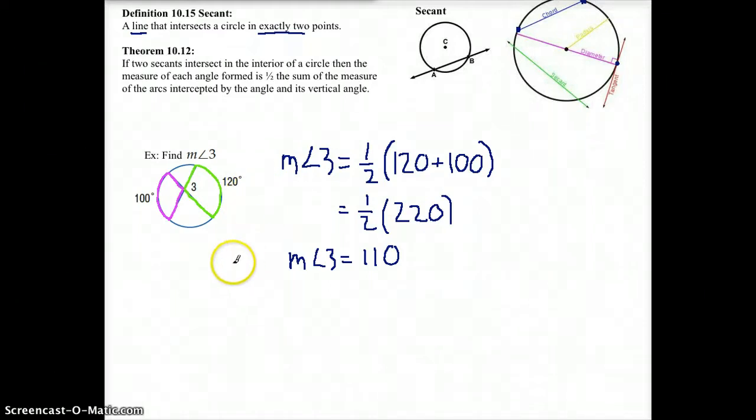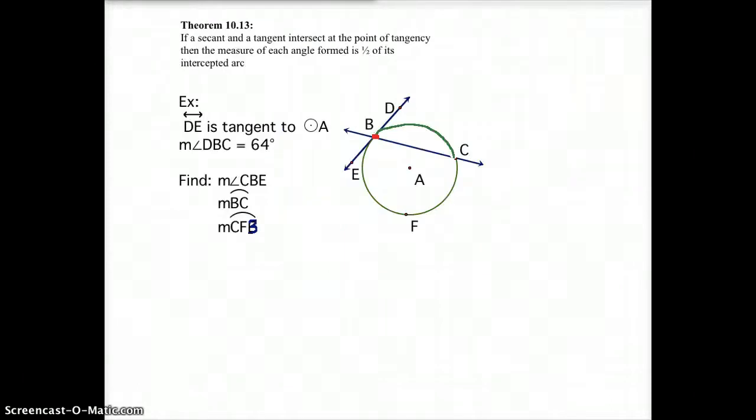We're going to go on and do two more theorems. So let's take a peek at our next two theorems. Theorem 10.13 says if a secant and a tangent intersect at the point of tangency, then the measure of each angle formed is 1/2 of its intercepted arc. So again, you should hopefully notice that this has the same pattern of two of our special types of lines or segments intersecting, and then we have this 1/2 of something relationship going on.